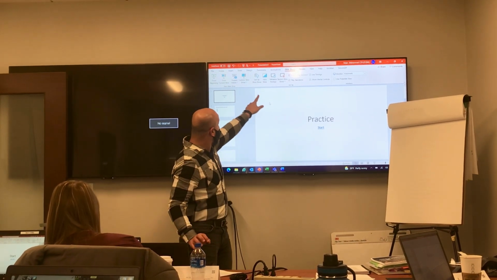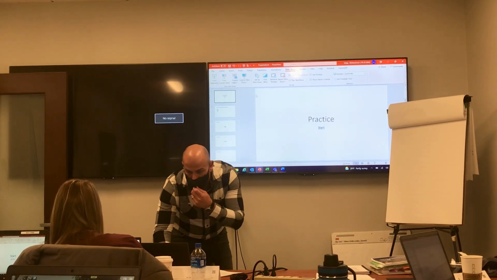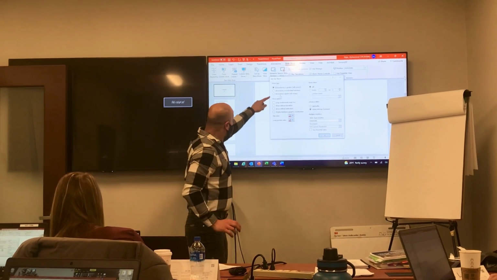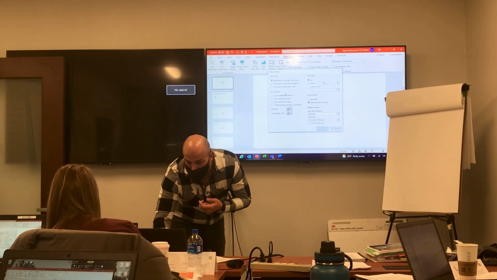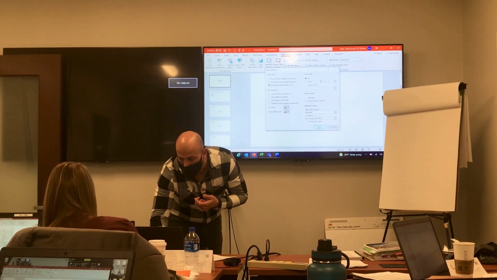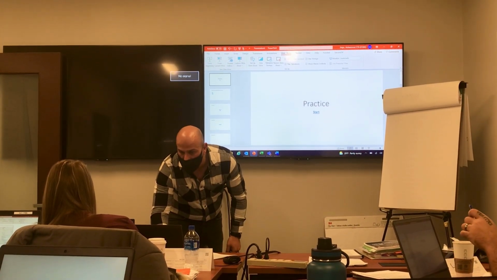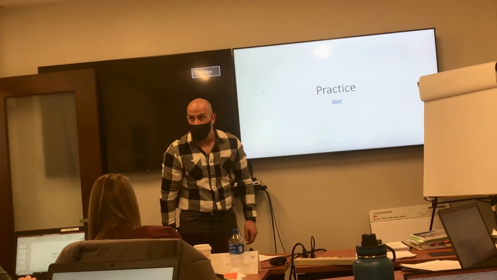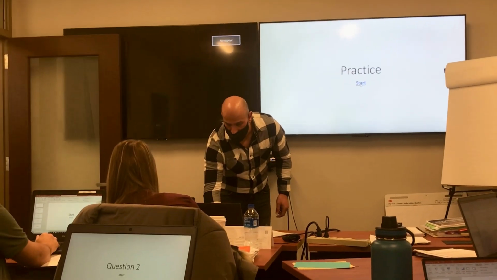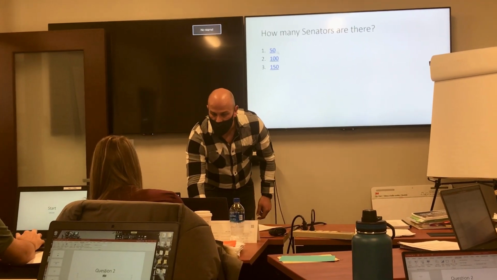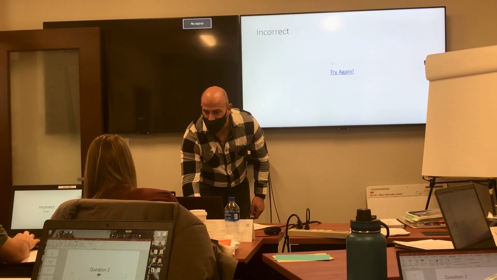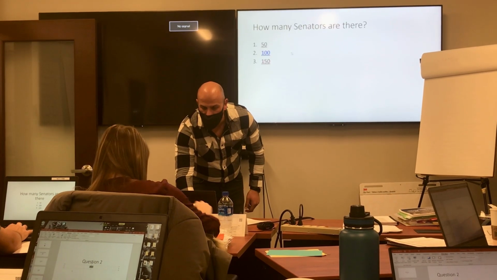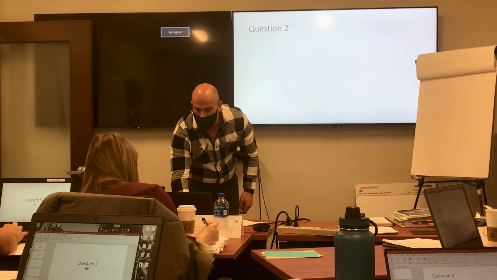Follow along with me please. We go to Slideshow, Set Up Slideshow. Do you see it? The first option here, I wanted to select Browse at a Kiosk. Now, if I present it, if I click on space, I'm not going anywhere. So I have to click on the hyperlink here. If I choose 50, this will tell me try again. If I choose 150, try again. If I choose 100, that's correct.